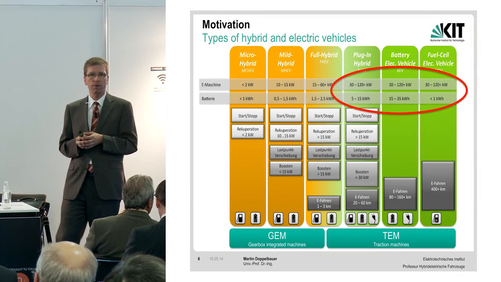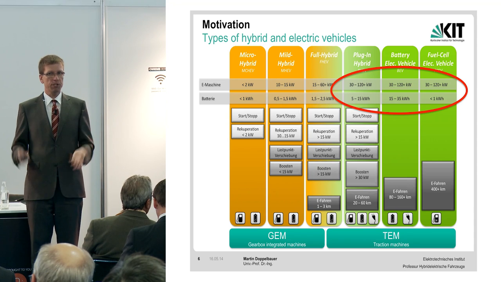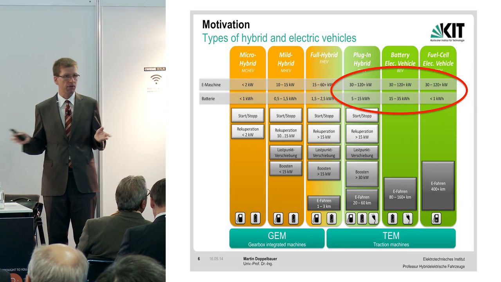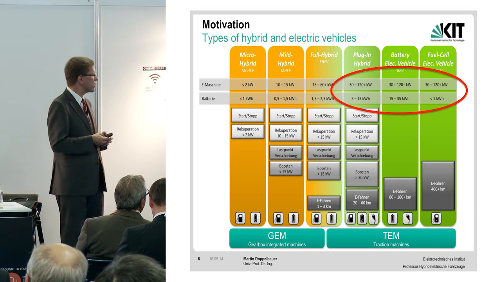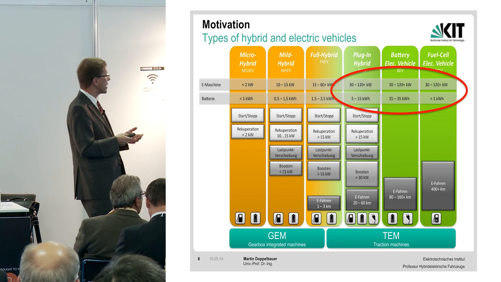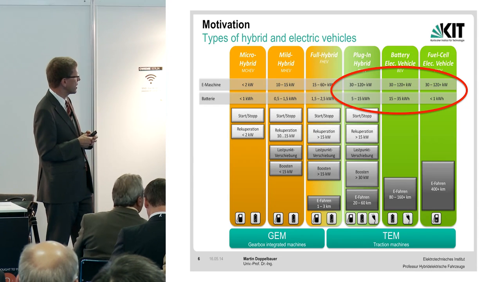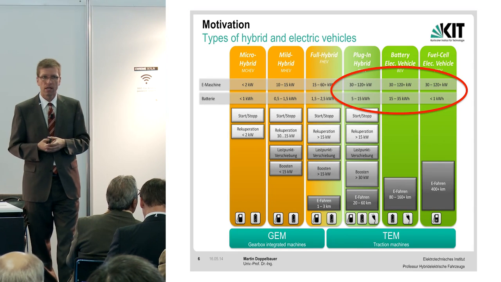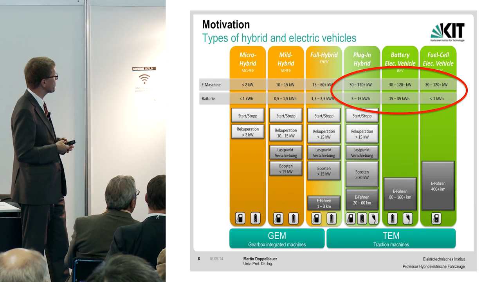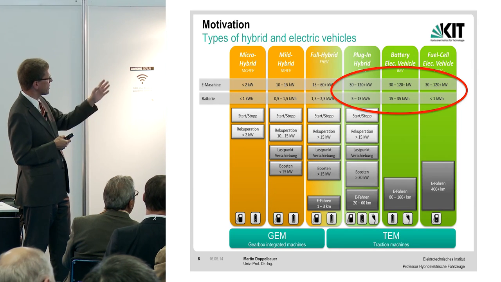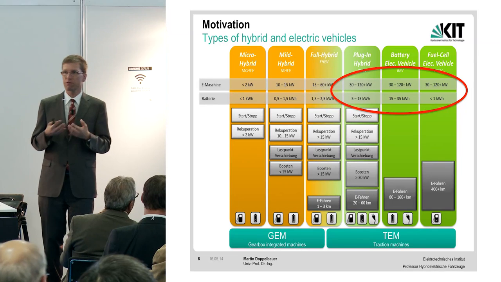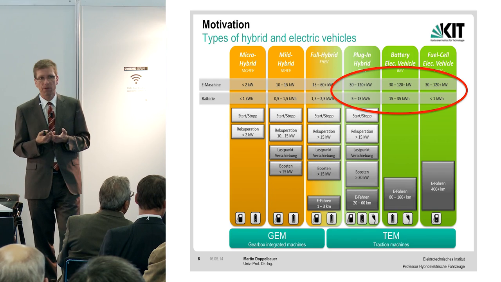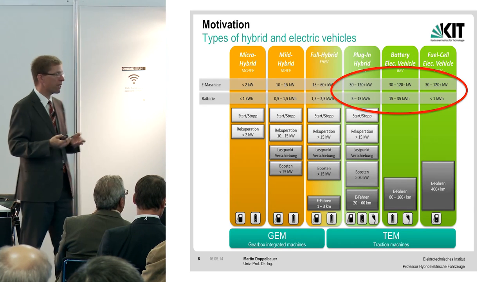Now, let's get started with the technology. When we talk about electric cars, I'm sure most of you know that there's a broad variety of different electric cars. Starting with micro hybrids and mild hybrids here on the left side of the chart, where the electric motor really only supports the combustion engine and doesn't do much for itself. It's just a very small motor. And then we come to the full hybrids in the middle of the chart. Full hybrid means the electric motor is strong enough to drive the car all by itself, albeit for a rather short distance, only a few kilometers.